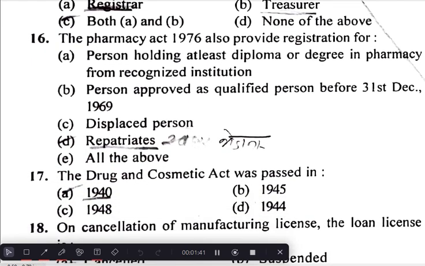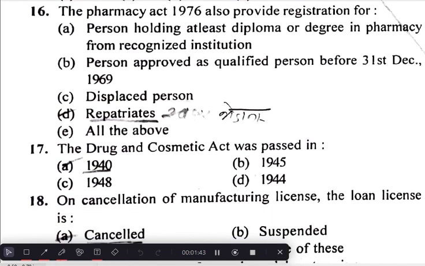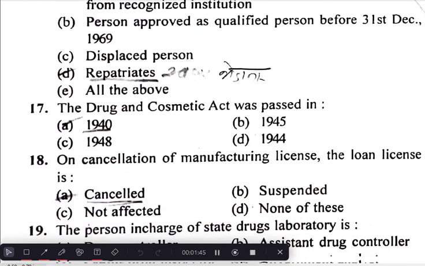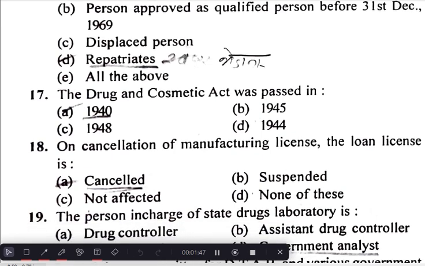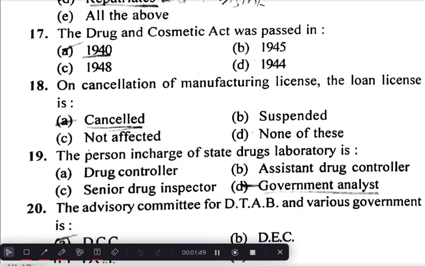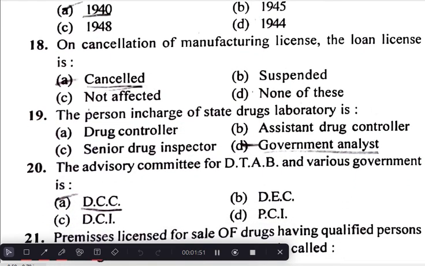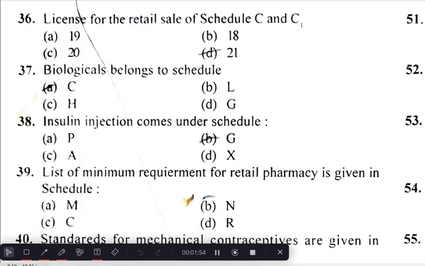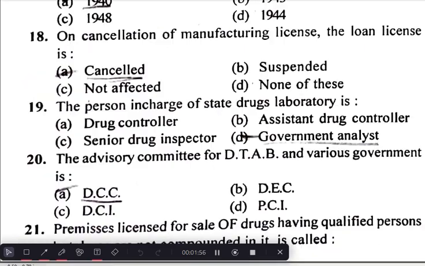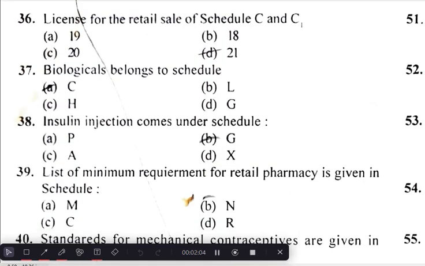The Drugs and Cosmetics Act was passed in 1940. On cancellation of a manufacturing license, the loan license also gets cancelled. A person in charge of a state drug laboratory is a government analyst. The advisory committee for DTAB and various governments is the Drug Consultative Committee.